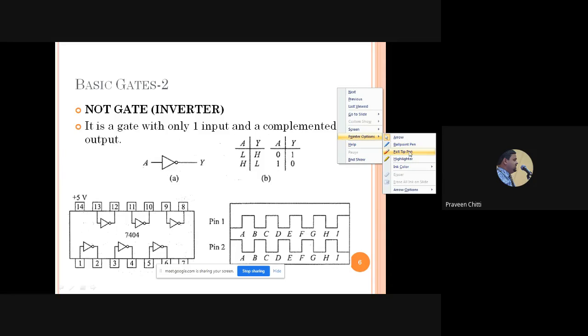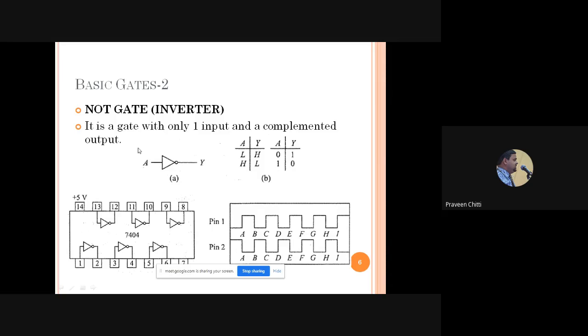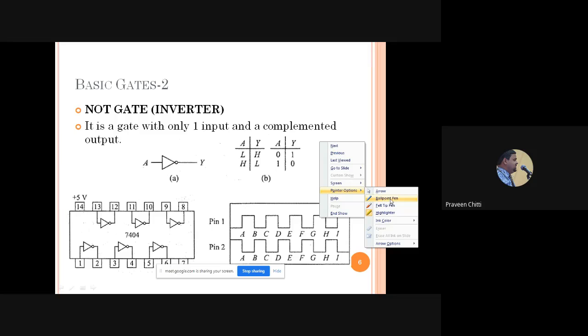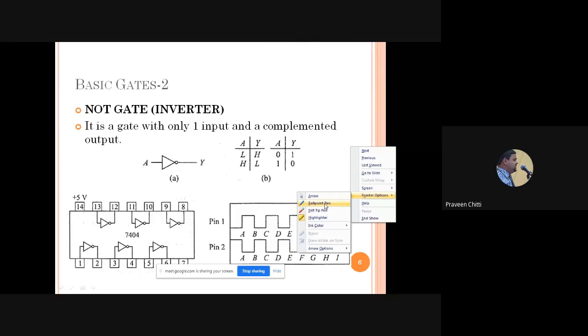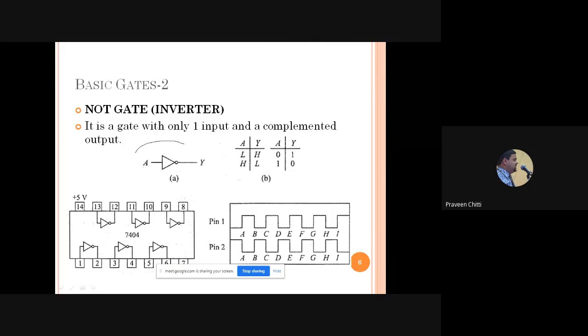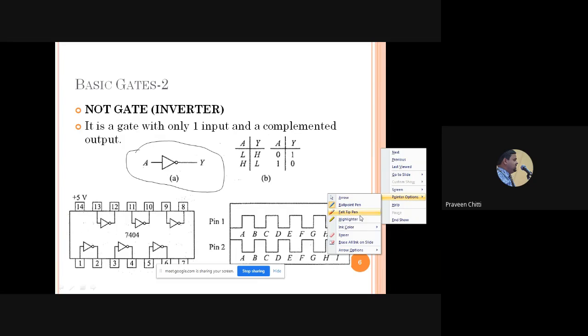You can see here, this is the circuit symbol of the NOT gate. Is it visible? Just a minute, sorry. It's a highlighter I have taken. Yeah, this is the symbol of the NOT gate.